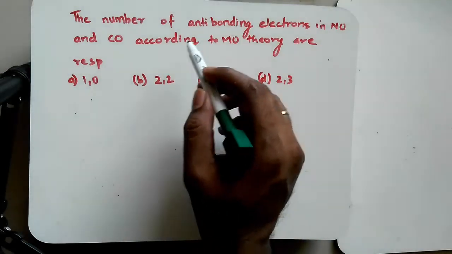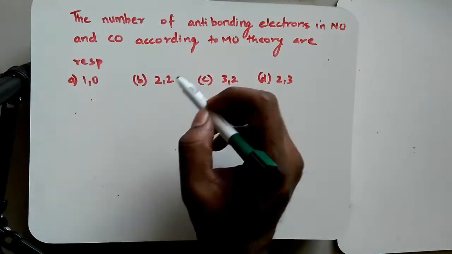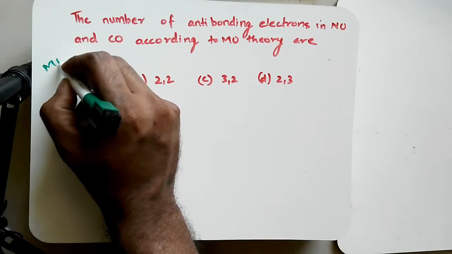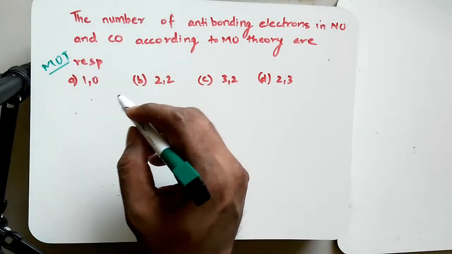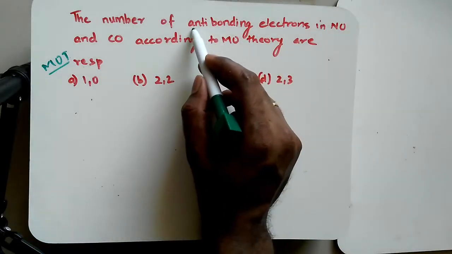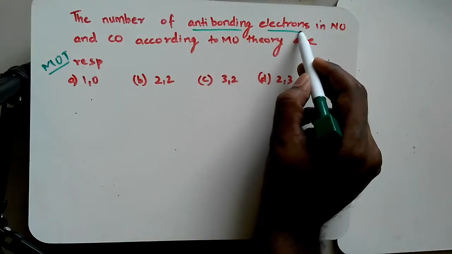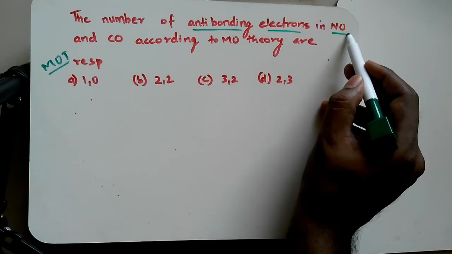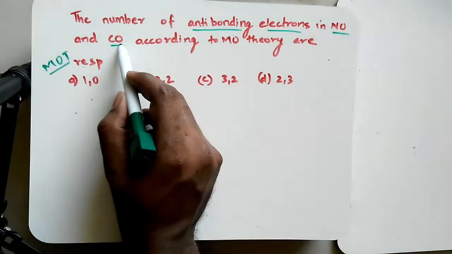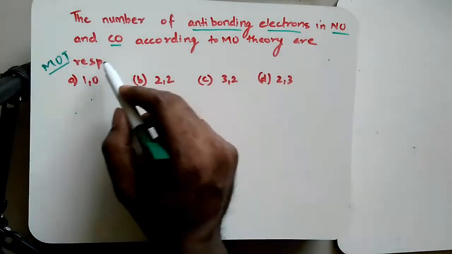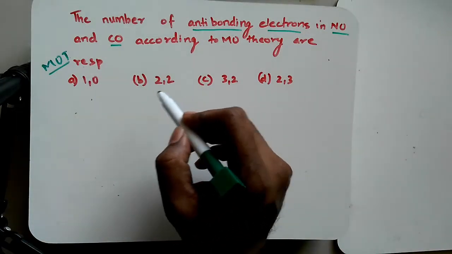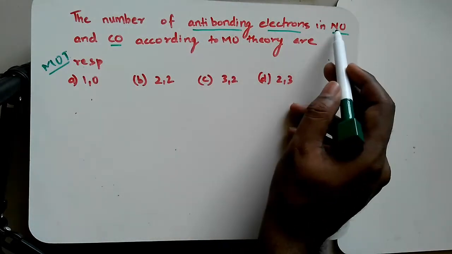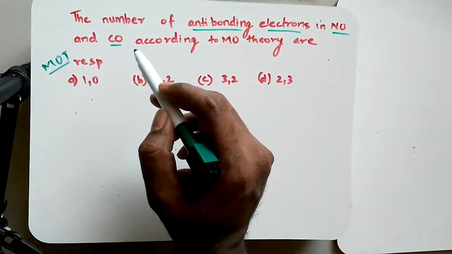Hello all, in this video we will solve some questions based on MOT. MOT is molecular orbital theory. So in this case, the anti-bonding electrons in NO and CO according to MO theory are, respectively, the following. Here are the options. For this we should know the MOT for NO and CO.